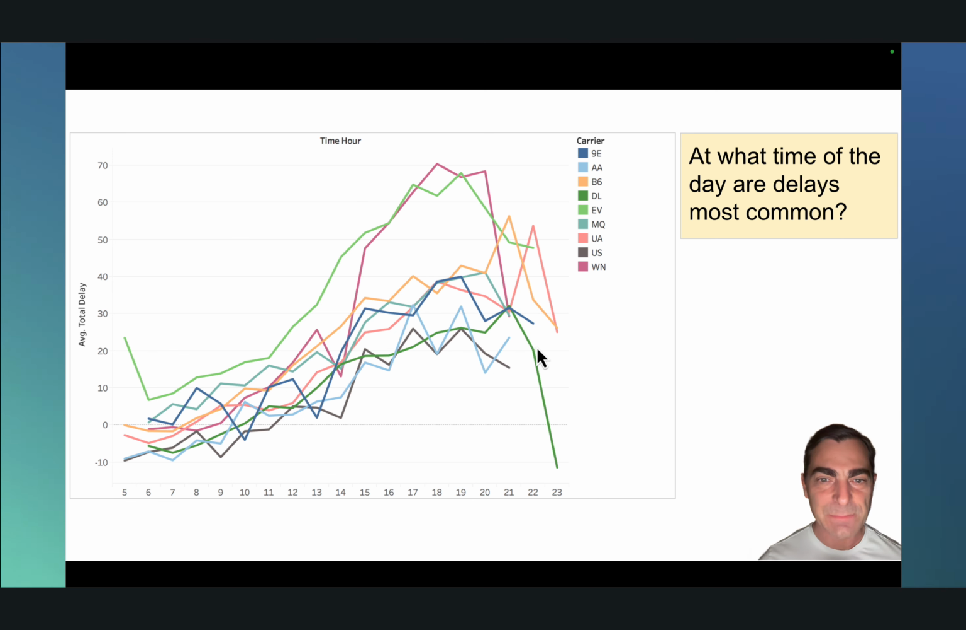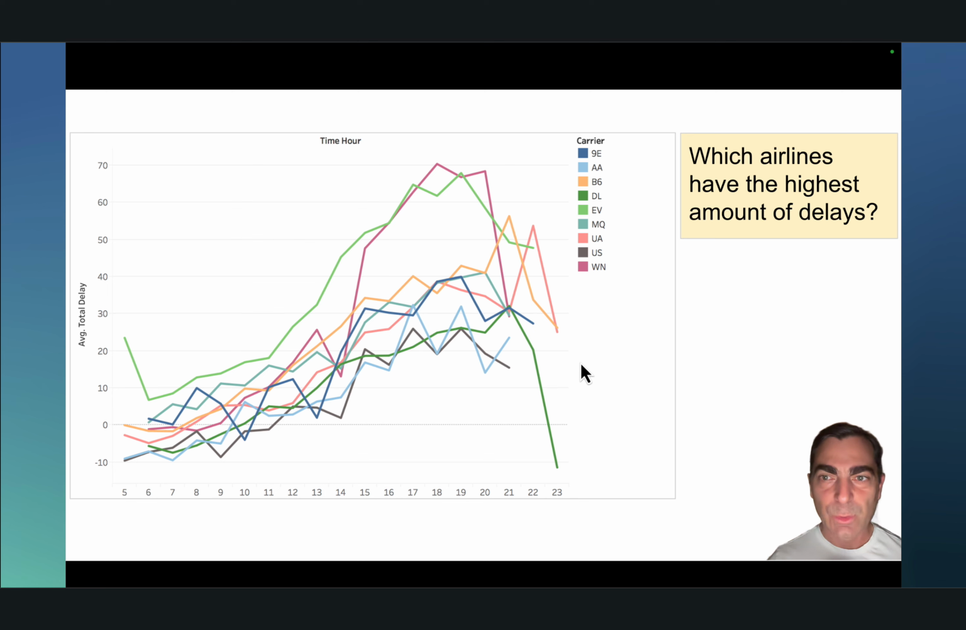Well, now it seems pretty obvious, right? I can see that between 2:30 and 9, it's definitely the peak, right? Most airlines, except that these two airlines here have peaks shifted to the right, so later in the day. Interesting. Question 2, which airlines have the highest amount of delays? Well, now this is super obvious, right? I don't even need to think about it. These two, right? These two up here, they are the tallest. These have the highest amount of delays overall.